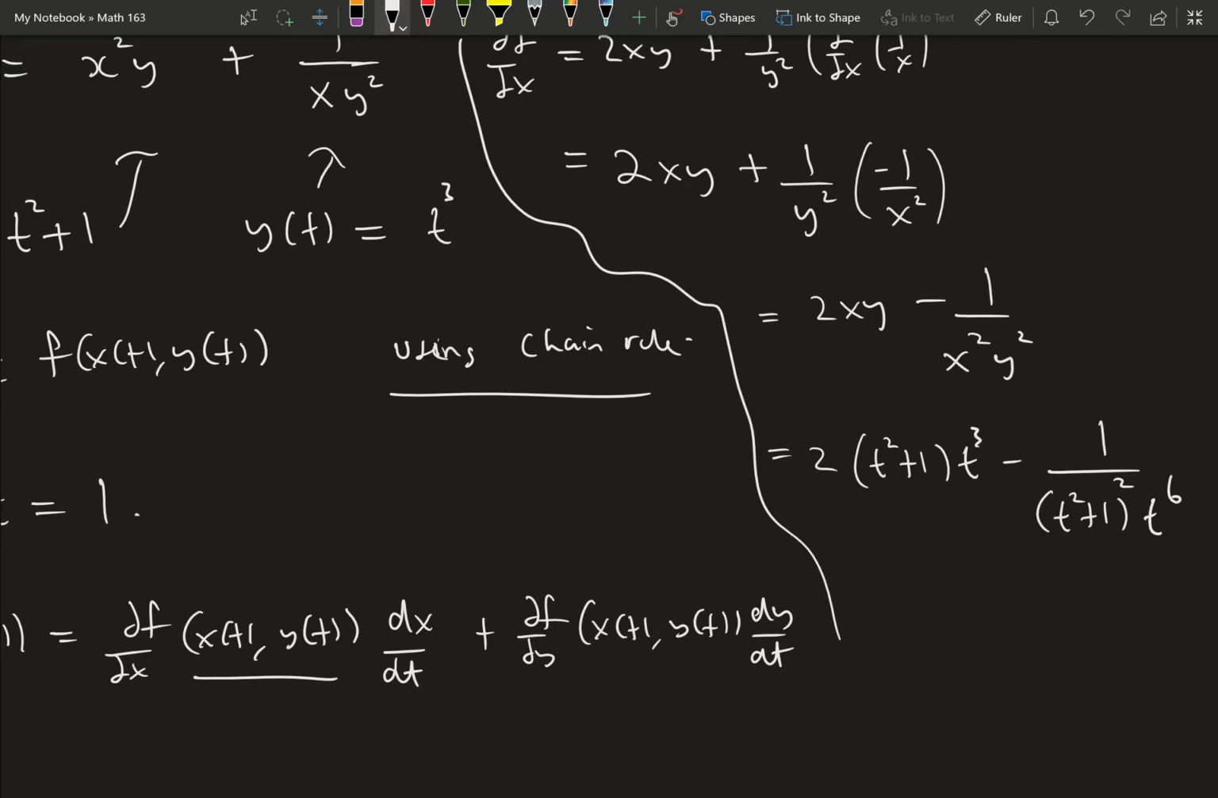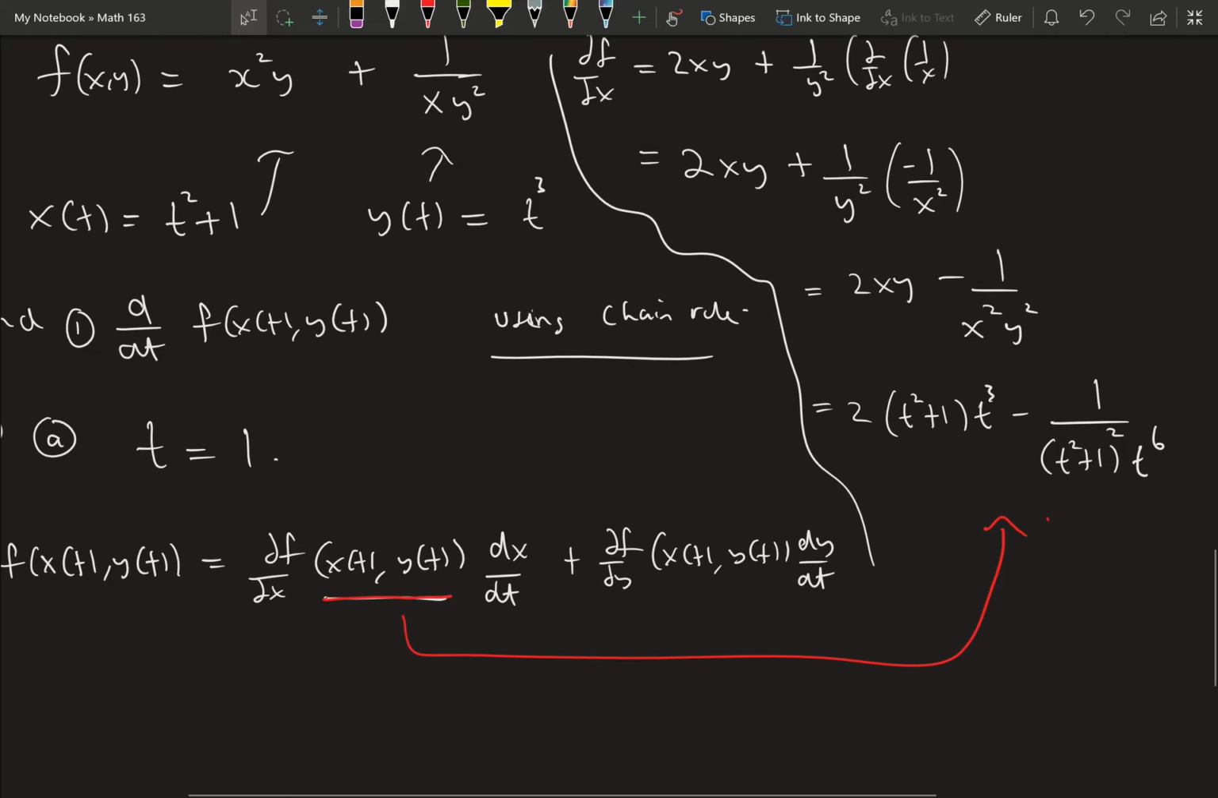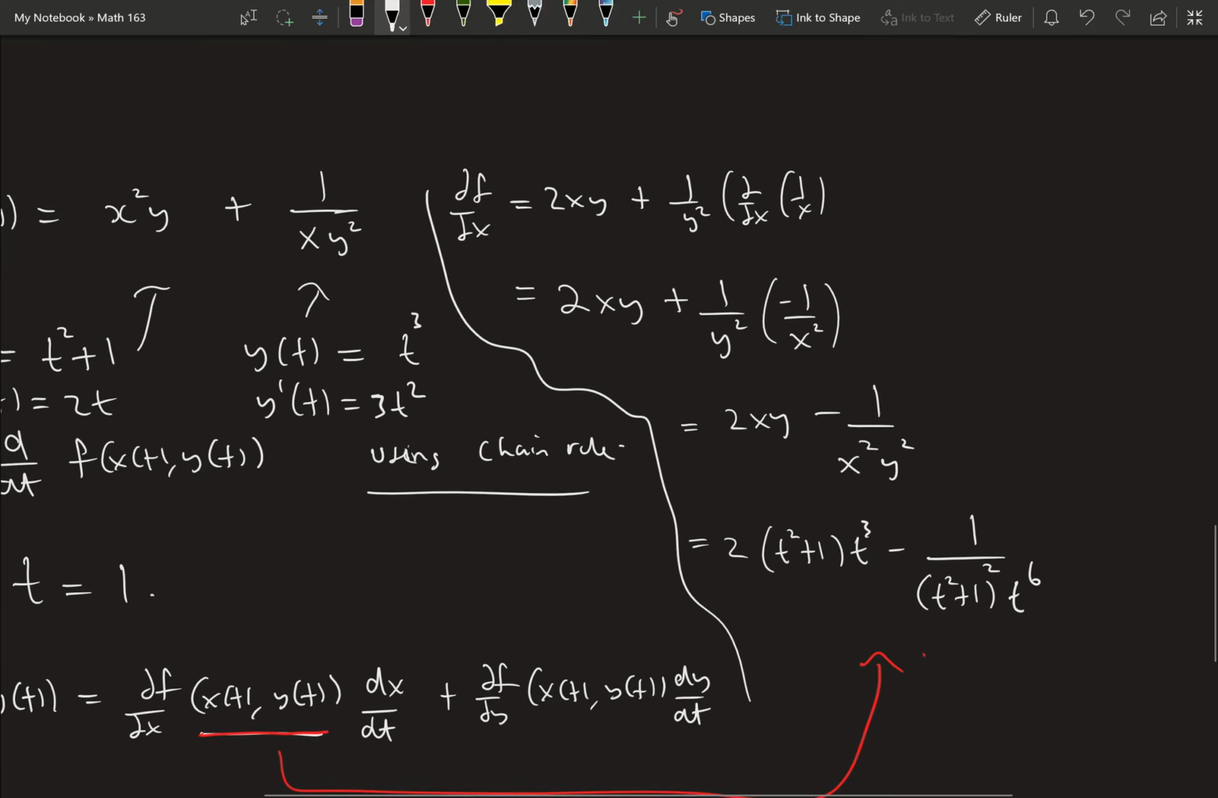So that is del f del x, this term is that guy. And then there's dx dt. So dx dt, maybe let's just write it here. X prime of t is dx dt, that's just 2t. Y prime of t is 3t squared. Then there's the del f del y term. So we also want to compute del f del y. Let me do that off to the right here.